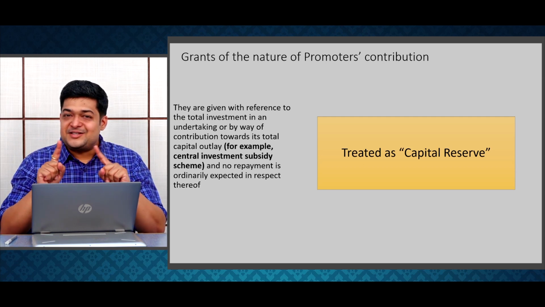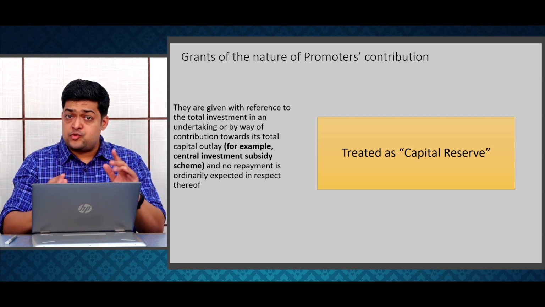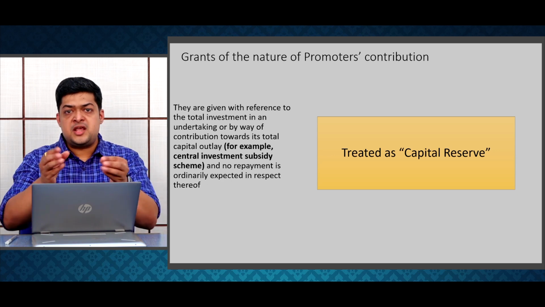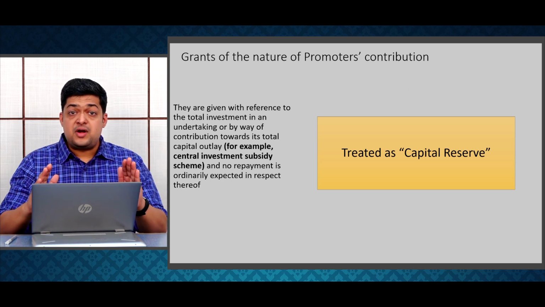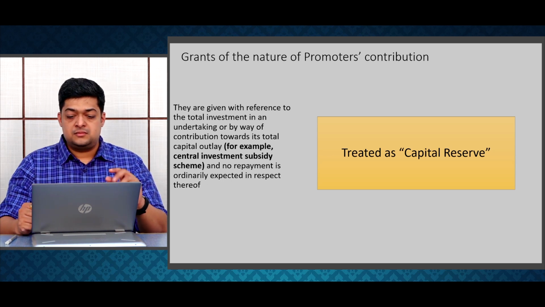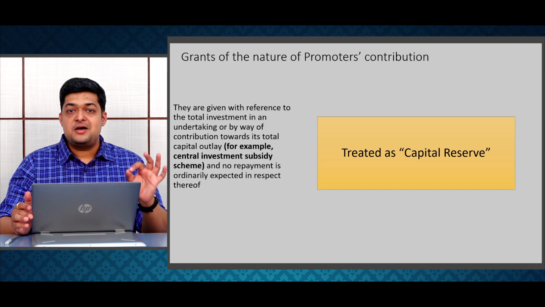Now this does not relate to a specific asset, it relates to the entire project, and this is a promoter's contribution, not in the nature of subscribing to the equity share capital. That is different. That is not a grant. This is purely money given to you without many conditions attached to it except setting up of the project. It's very easy. This would be treated as capital reserve. This would be credited to capital reserve.